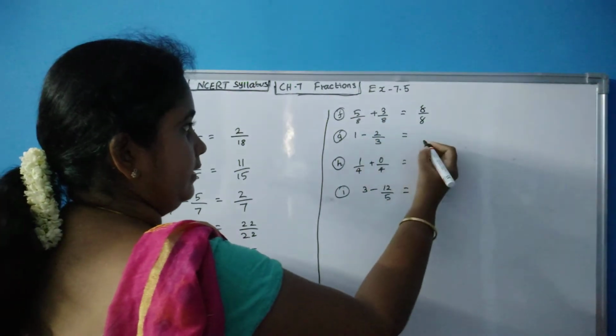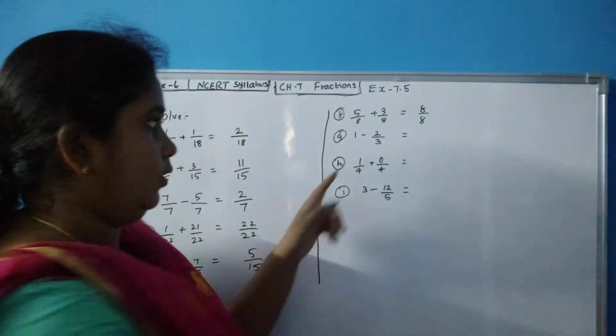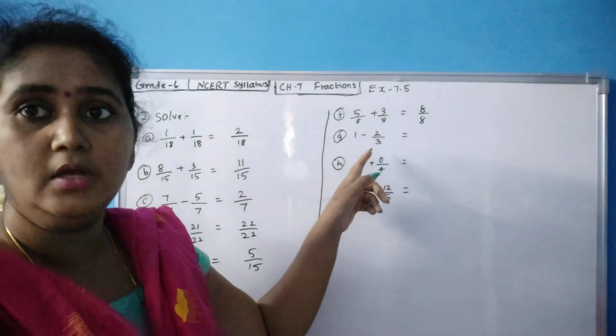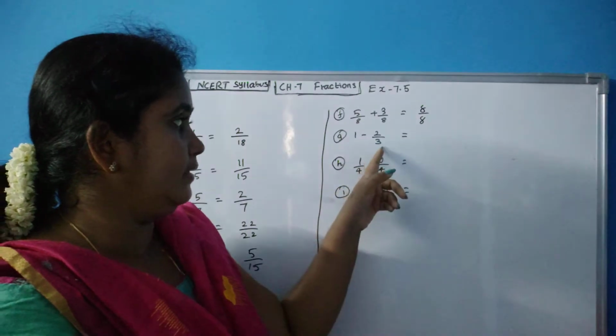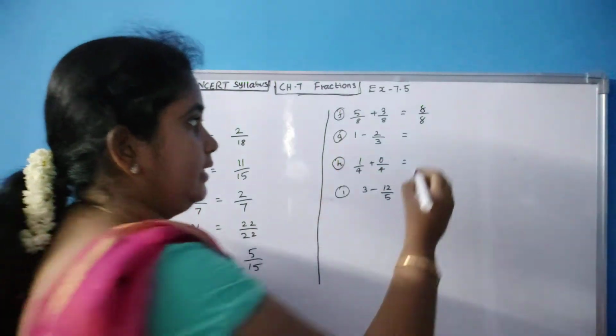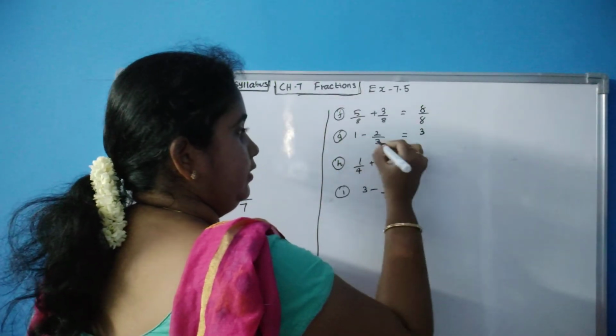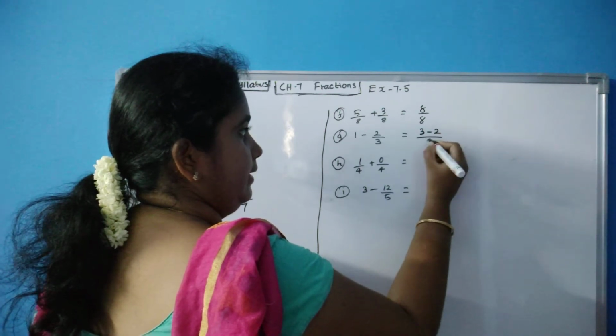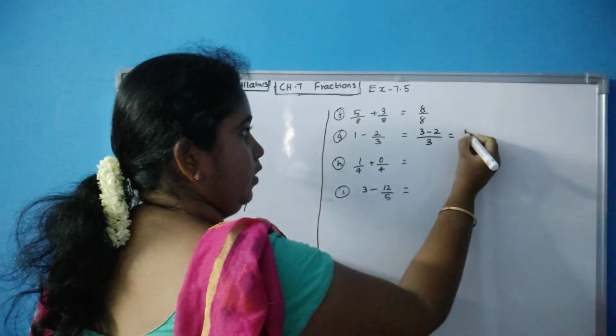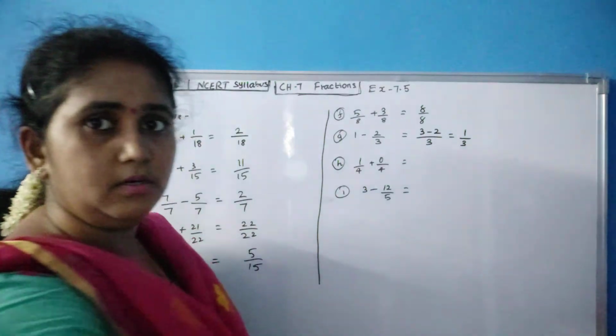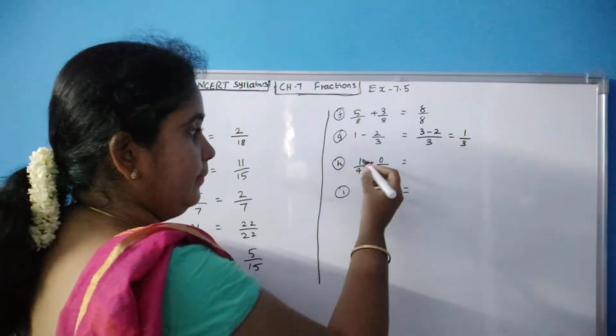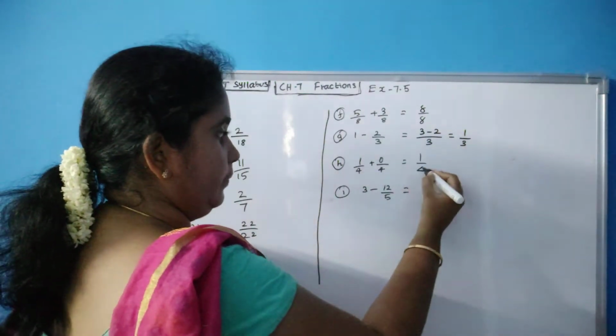1 minus 2 by 3. See, in this one, whole number is there, one fraction is there. So what you have to do is multiply this denominator with this 1. So that is 3. 1 into 3 is 3, minus 2, divided by 3. So 3 minus 2 is what? 1 by 3. This is your answer. Hope you understand. Okay, 1 by 4 plus 0 by 4. Your answer is 1 by 4.